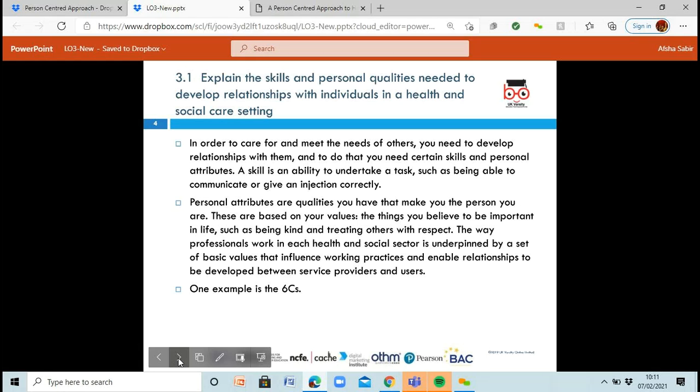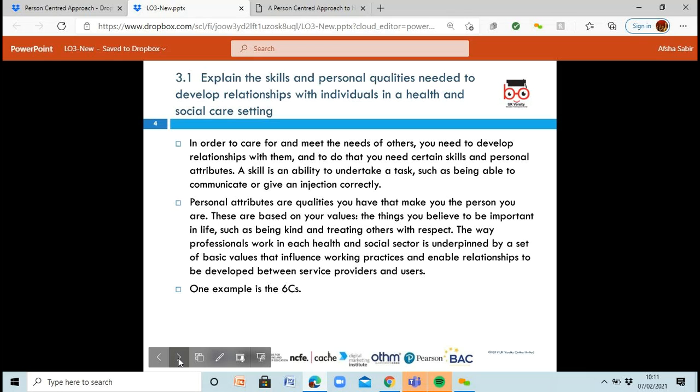Now here we're going to explain the skills and personal qualities needed to develop relationships with individuals in a health and social care setting. So in order to make sure that you're helping to develop your relationship with a person, you need to know what sort of skills and what sort of personal attributes you need.